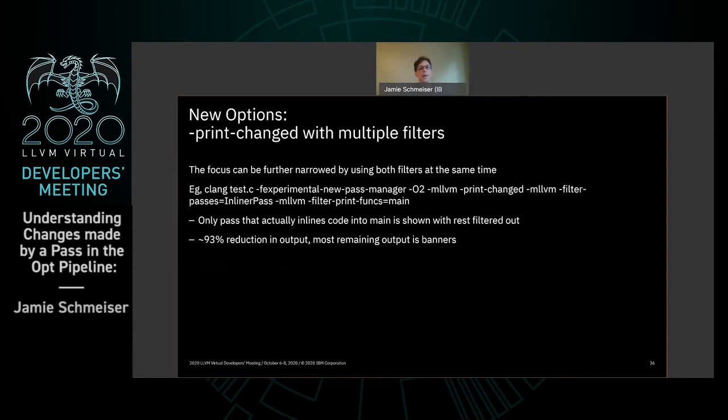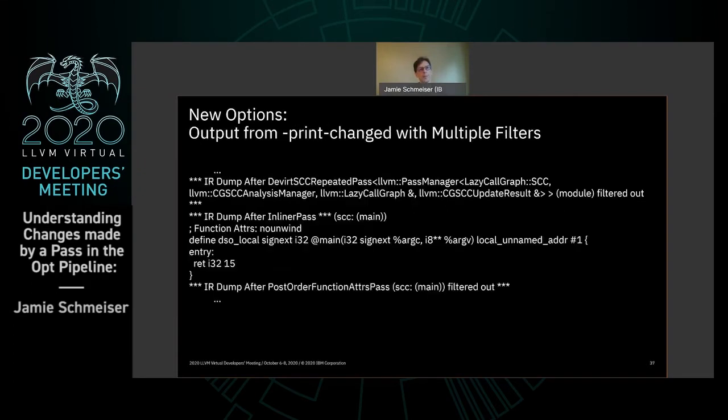Here we see an example of print-changed with multiple filters, in this case narrowing the output to the inliner pass on main. This is the output from the command on the previous slide. We see that main gets optimized to simply returning 15.